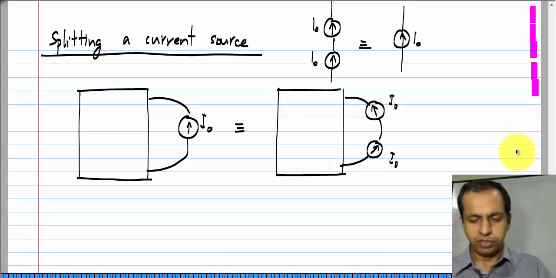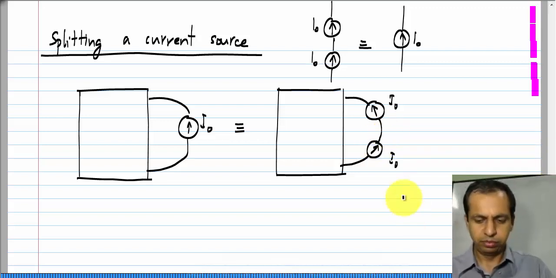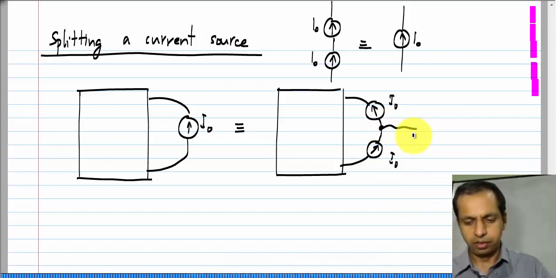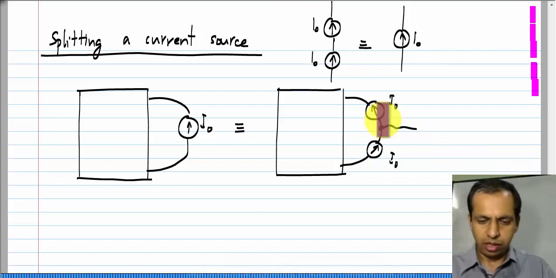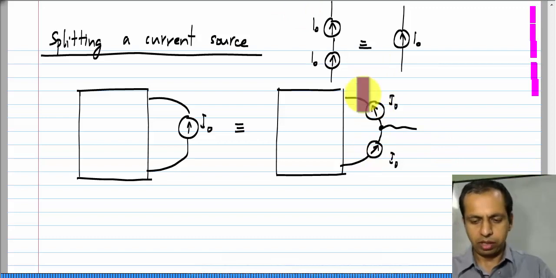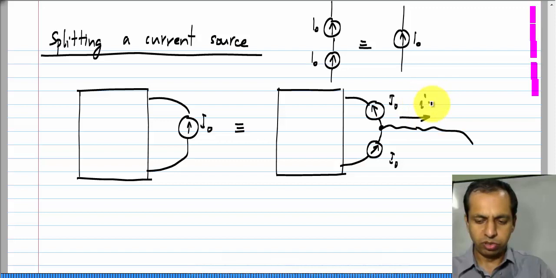Now, what is the point of this? If you consider this middle node, then the current coming from here is I naught and the current going there is I naught. And even if you have a wire that is going elsewhere, the current in that will be exactly equal to 0 because of Kirchhoff's current law, because this is I naught, that is I naught, that has to be 0.